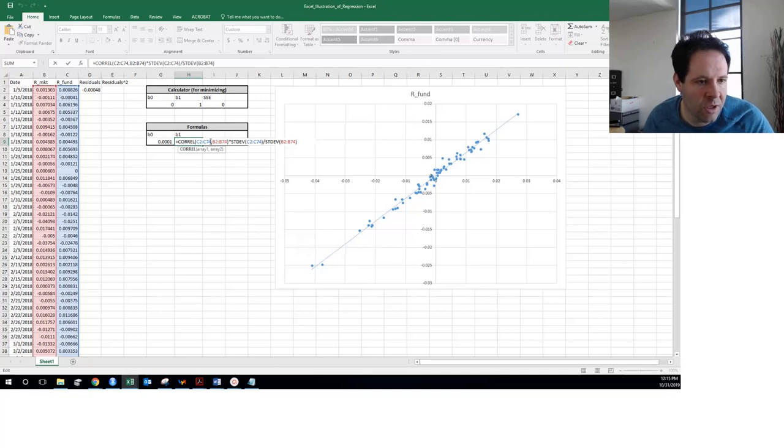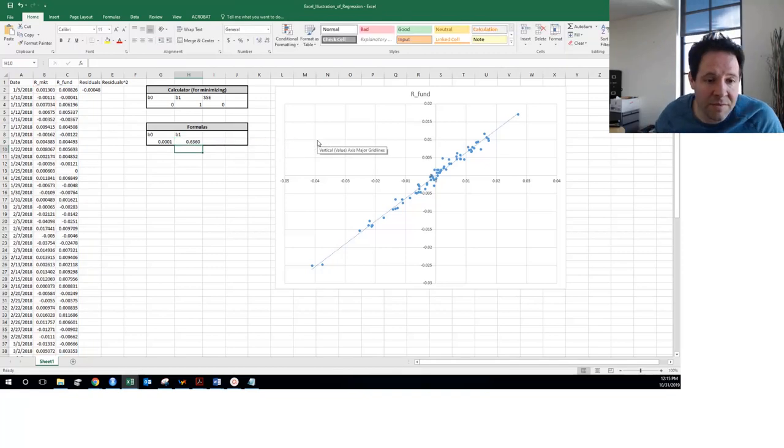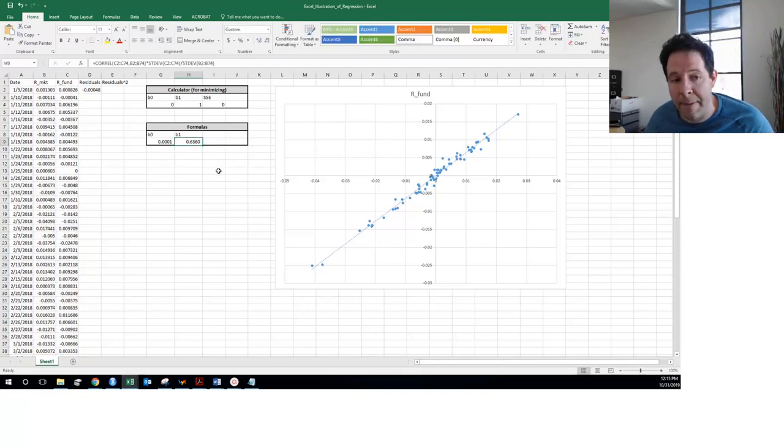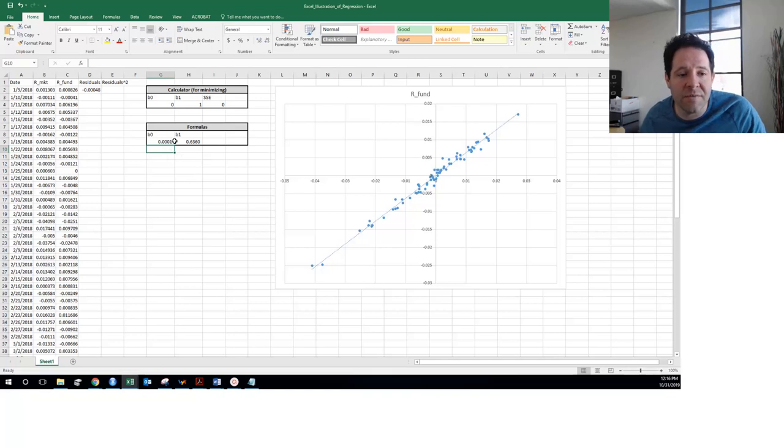You just compute the correlation between the fund and the market. You multiply it by the standard deviation of the fund, which is going to be our y variable in this case, since we're predicting the fund's returns based off of the market, divided by the standard deviation of the market, and that gives us the slope of the regression line. If we want the intercept, it's the average of y, the average of the fund returns, minus the slope, which is stored just next to it here in H9, times the average of x. That quite simply gives us the slope and the intercept for these two things.